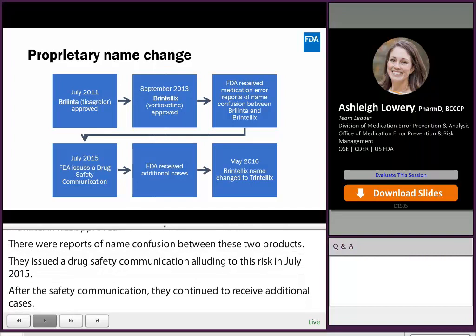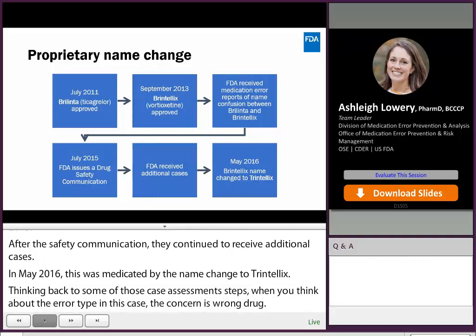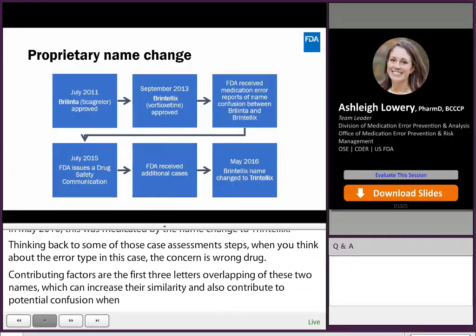So thinking back to some of those case assessment steps, when you think about the error type in this case, the concern is wrong drug, and contributing factors are the first three letters overlapping of these two names, which can increase their similarity and also contribute to potential CPOE confusion when they're next to each other in a pick list. And another contributing factor in this case is their recent approvals. So neither name had a lot of familiarity in the market.